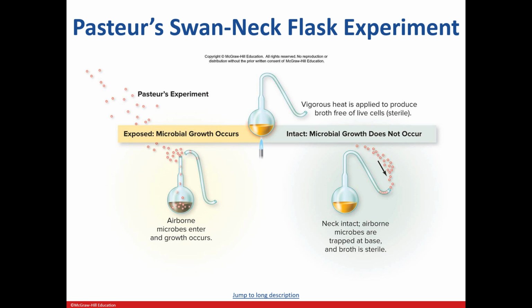He noticed that in the flask there was a cloudiness to the broth, indicating the presence of microbes. In the other flask, he left the neck intact, and in that broth there was no growth. This proved that even though we can't see the microbes in the air, they're still there. It proved biogenesis, that life came from life.